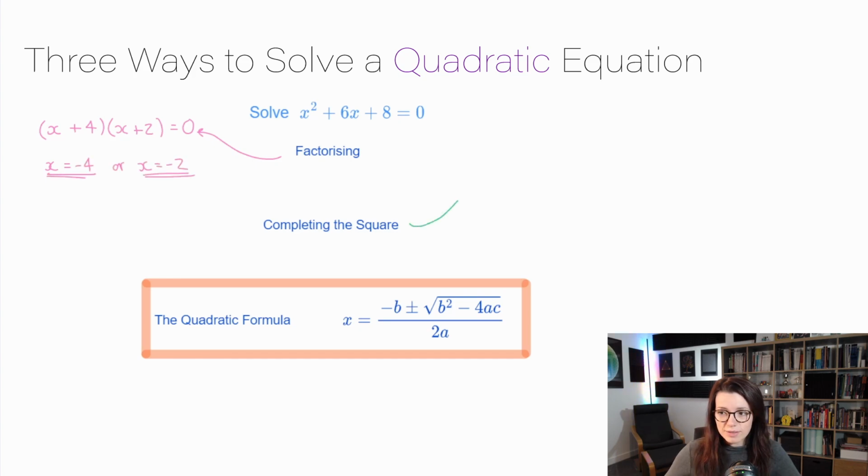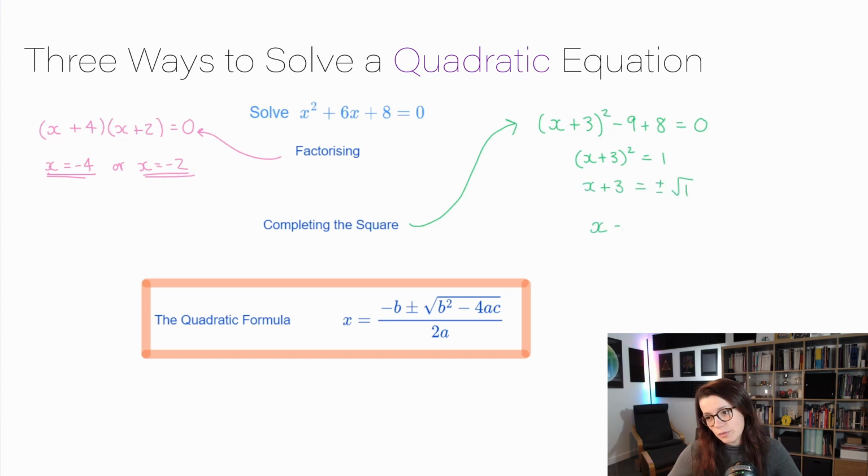If we wanted to use completing the square, then we would complete the square first, so that would be x plus 3 squared minus 9 plus 8 equals 0. We would rearrange it to get x plus 3 squared equals 1. We would square root both sides to get plus or minus root 1 on that side, and then rearrange for x. Now minus 3 plus or minus root 1 is going to give us x equals -4 or x equals -2. Same answers that we got before.